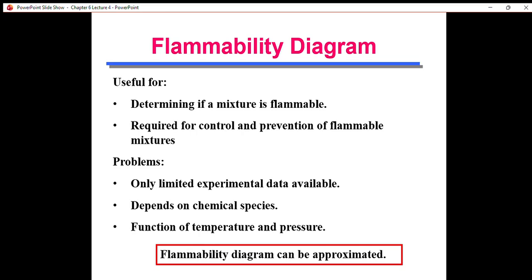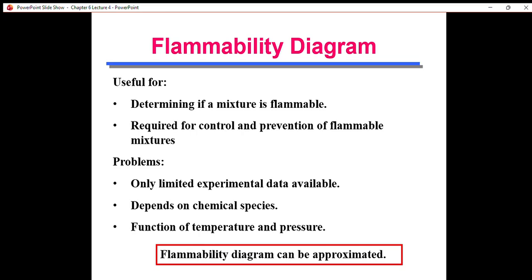As I mentioned earlier, the flammability diagram, or flammability chart, is a very powerful tool. It's very useful when you are dealing with a mixture of flammable materials, for example hydrogen, methane, ethane, propane, and a mixture of air, which has nitrogen and oxygen as well. It's very useful to prevent fire or the formation of a flammable mixture. A problem associated with this diagram is that it's based on experimental data, and you don't have experimental data for all the chemicals, but at the same time it's a very powerful tool to determine and prevent the flammability zone.